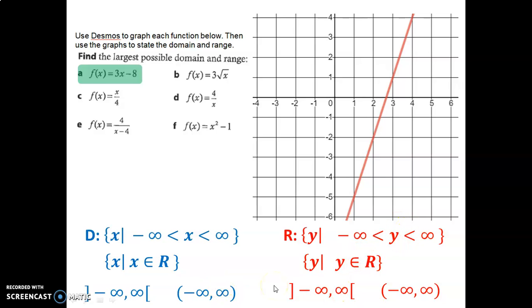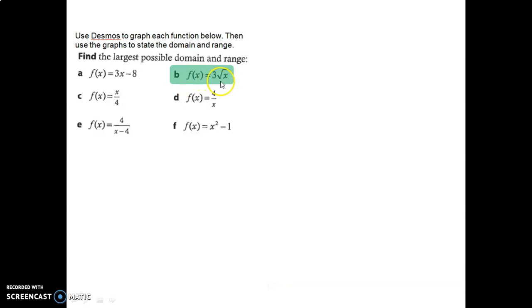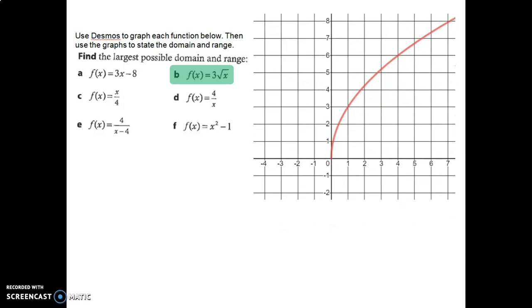Okay, let's look at the next one, b. So graph this one. This is called a root function. See what it looks like on Desmos, and then see if you can define the domain and range for it. Okay, here's the graph. Every root function has this shape. An interesting way to remember what this square root function looks like is that it looks kind of like the letter R for root. Okay, so it looks like that.